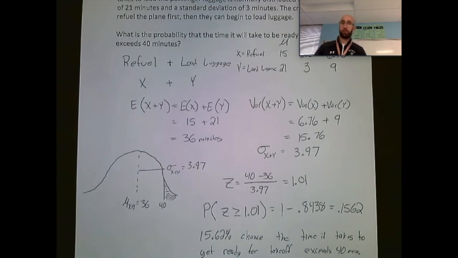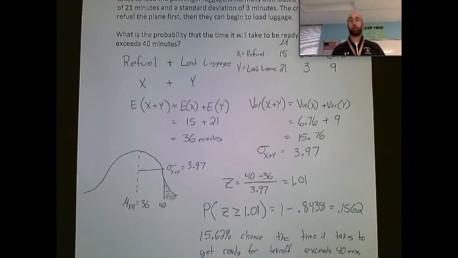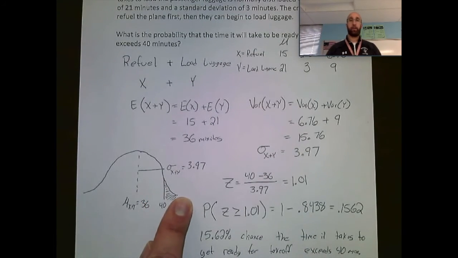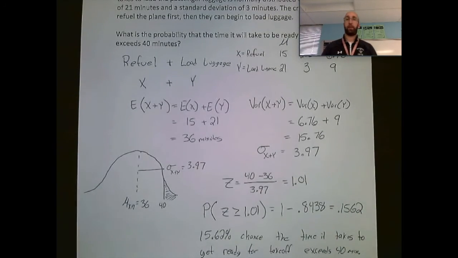Then put it together with a normal distribution. So I have my normal curve, the center is at 36, standard deviation is 3.97. Once you have that, you're ready to try and answer the question. They wanted to know the probability that the time it takes for takeoff exceeds 40 minutes. Well, I have a cutoff of 40, area to the right, got a z-score, used my z-score table to get my proportion, and finally I got my probability, or the percent chance, that the time it takes to get ready for takeoff exceeds 40 minutes is 15.62%. So this is how random variables combine and collide with our world of normal distributions and how they work together.